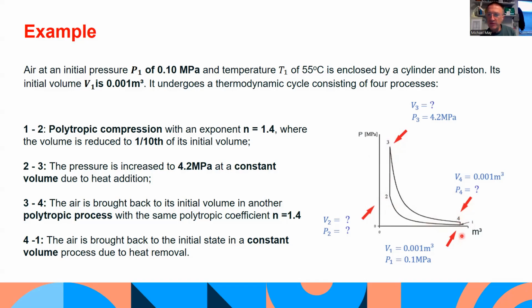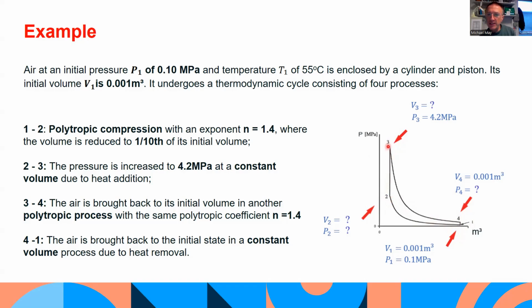So we have the volume and pressure at the beginning. We need to know the volume and pressure at state 2, and we're told that the volume at state 2 is 1/10 of the volume at state 1. So we can work that out, and then we can use the polytropic relationship to find a P2.